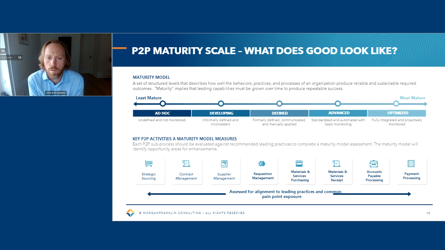So in taking a look at this graphic, we could see from start to finish, using a maturity scale tool is great to align with leading practices and expose common pain points that will help your company to get from current stage into transforming and helping you to identify focus areas for enhancing your maturity levels.